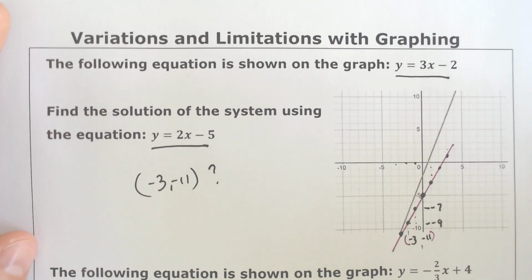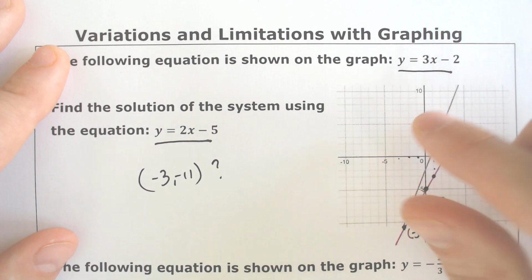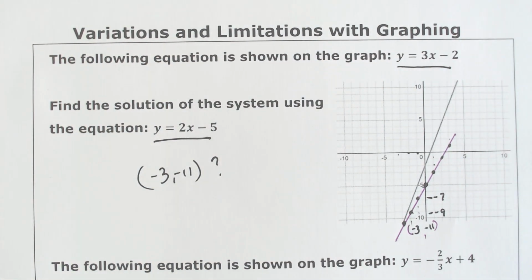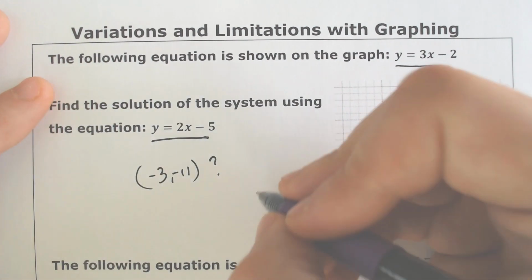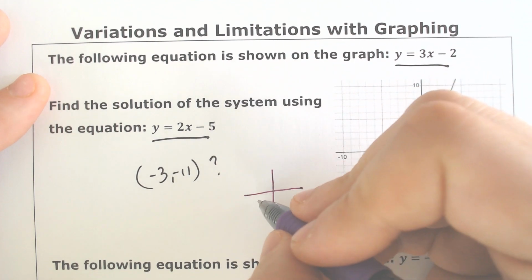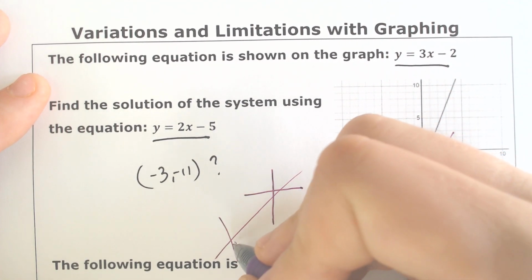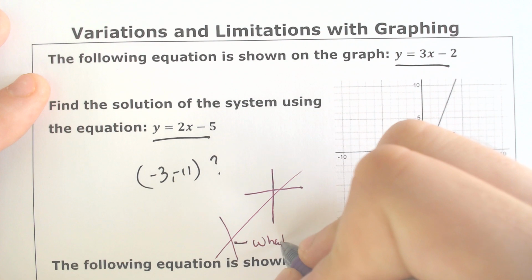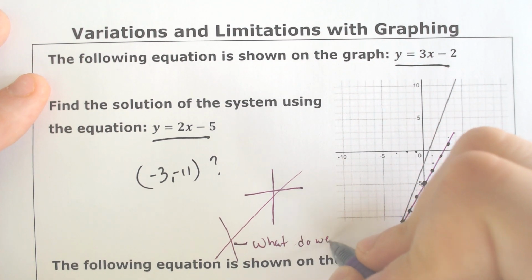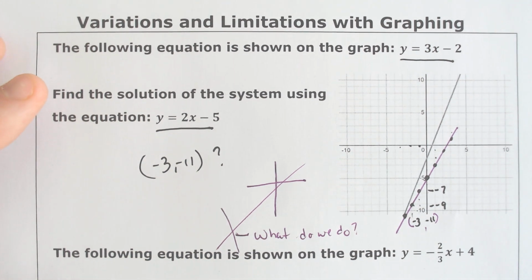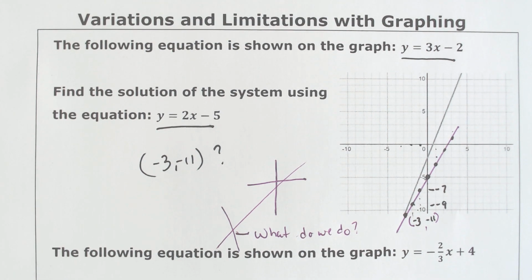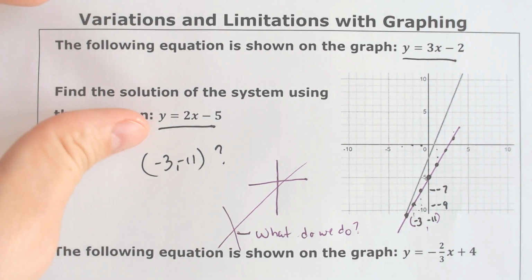Now, there is a limitation here. The limitation is what happens if it's way, way off the graph? You know, what if I had a solution and it was way over here? What do we do then? So there has to be potentially a different method beyond graphing as well, which we will get into in the next lesson.